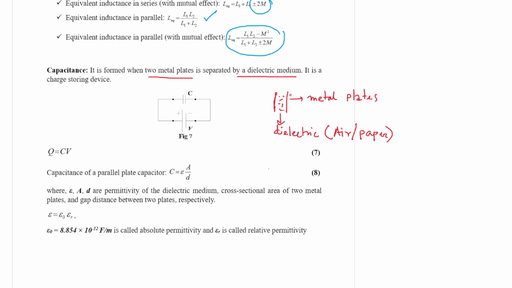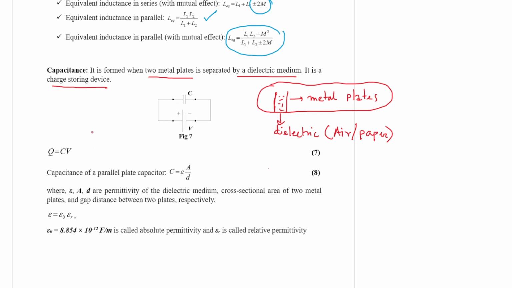Now this arrangement is called a capacitor. When two plates are separated by a dielectric medium, this arrangement is called a capacitor. Basically it is a charge storing device. It stores charge. Now when a voltage is applied across a capacitor, then a charge will be stored.